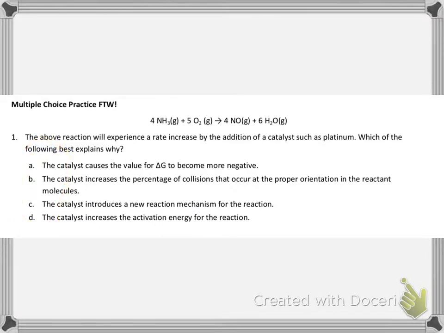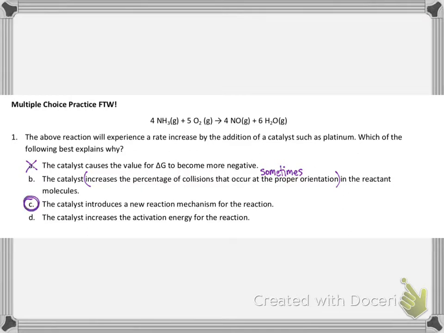All right, this problem is a little bit sneaky. The first choice says the catalyst causes the value for delta G to become more negative. Hopefully you were able to eliminate that as an answer choice. Boom, dead to us. Because a catalyst doesn't change thermodynamics, and delta G is thermodynamics. Now the next one says the catalyst increases the percentage of collisions that occur at the proper orientation. That is totally true for some catalysts. That is, in fact, exactly what an enzyme does. But it's not always true.